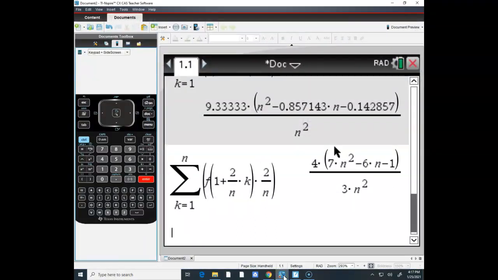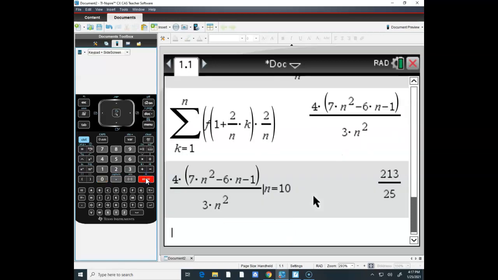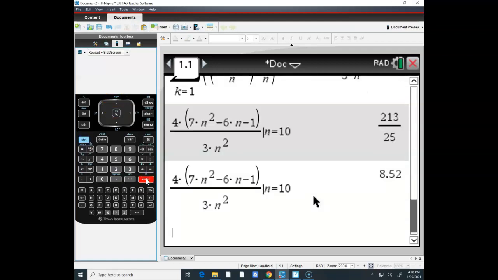If I came up here and I grabbed that and I came over here and I said the such that, which is control equal, and I use the such that bar, such that n equals 10. Okay, this would be my 10 rectangle approximation, and I hit enter. Ooh, well, now I got to come up here because I just changed from exact mode, and I'm going to say Control Enter. Oh, 8.52.